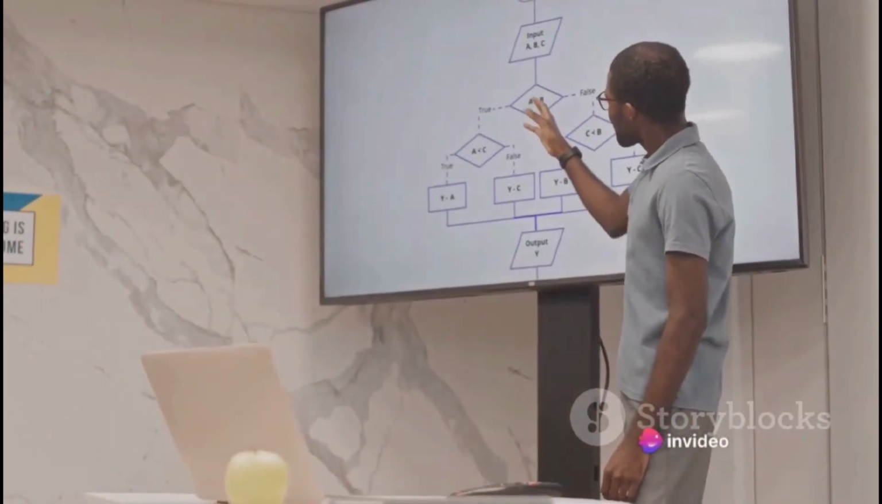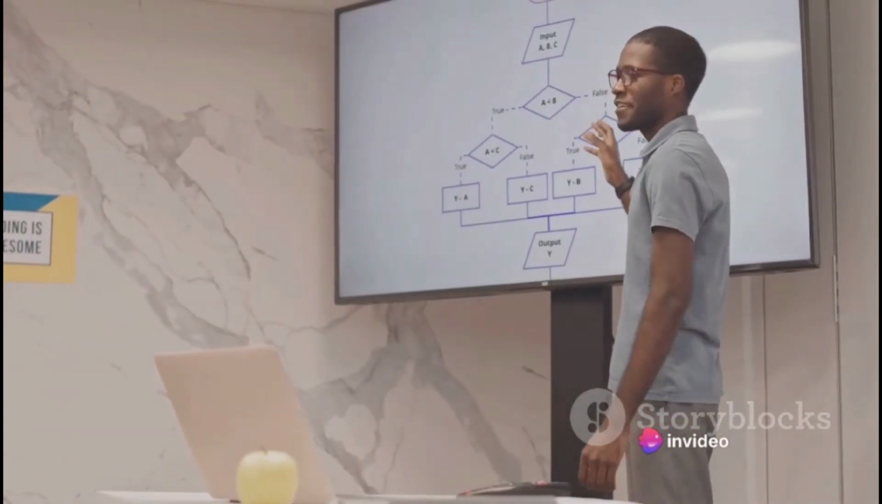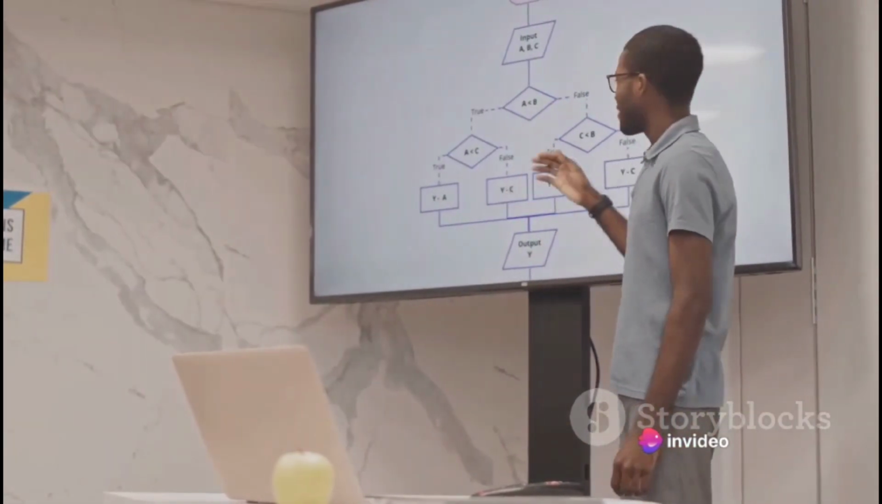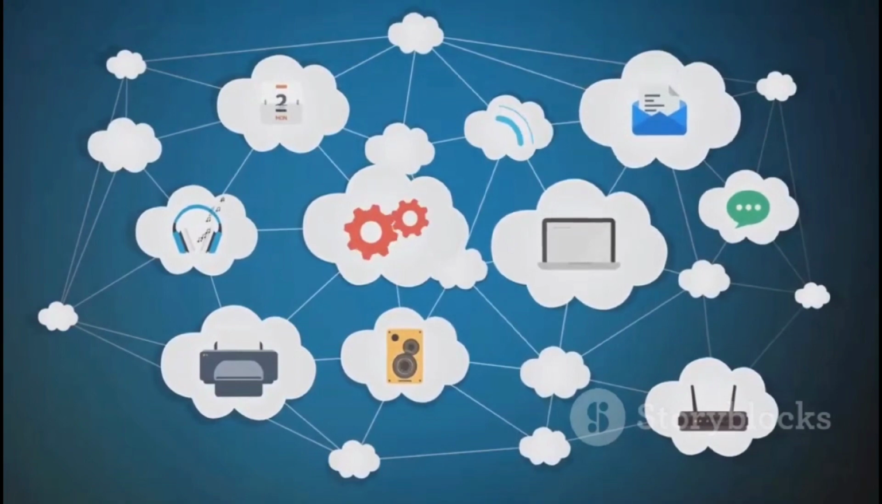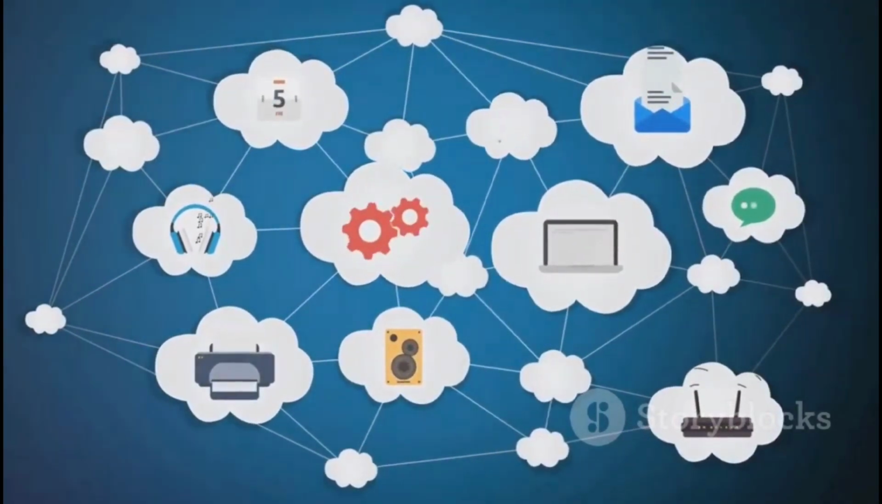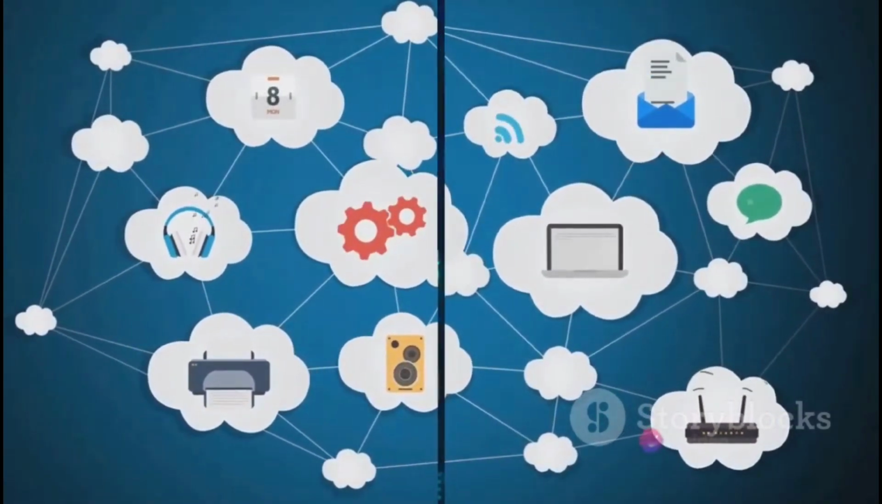Finally, at the top, we have the application layer. This is where you, the user, interact with the software application. It's the layer you're probably most familiar with. With the OSI model, we can see how different layers work together to provide network services.